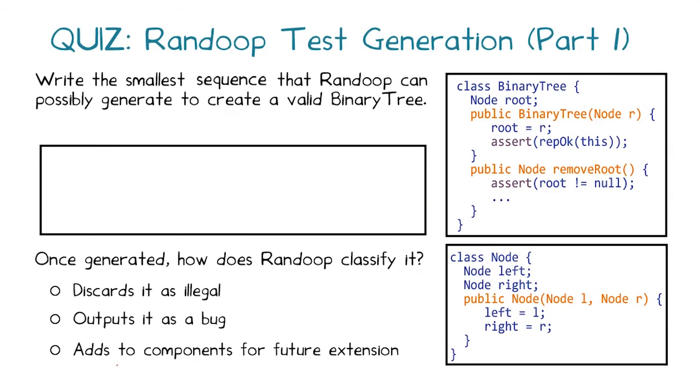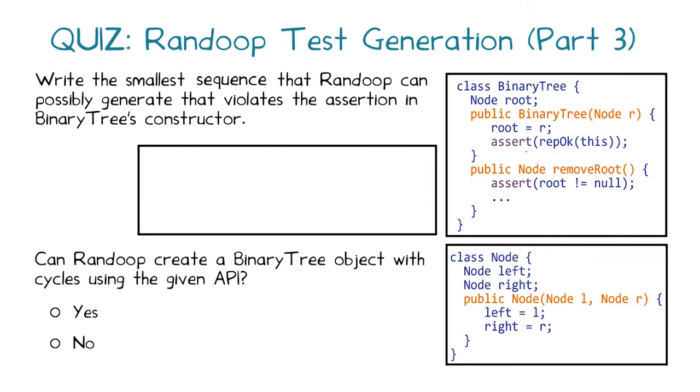Then decide how Randoop will classify the sequence. Will it discard the sequence as illegal, or output the sequence as a bug, or add the sequence to the set of components for future extension? Next, write the smallest sequence that Randoop can generate, which will violate the assertion in the remove root method. Then decide how Randoop will classify the sequence generated.